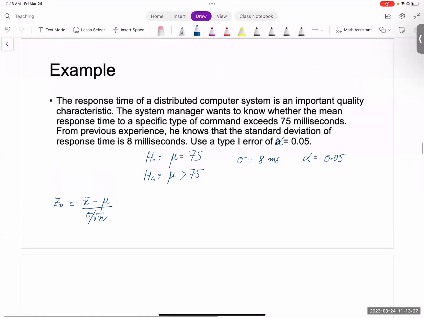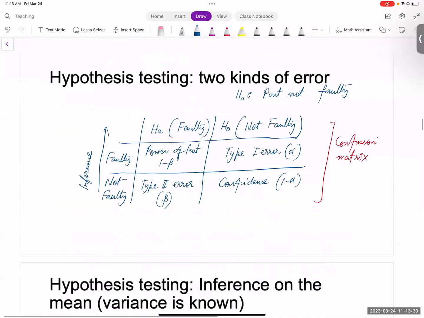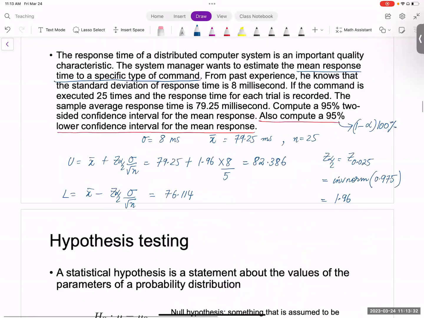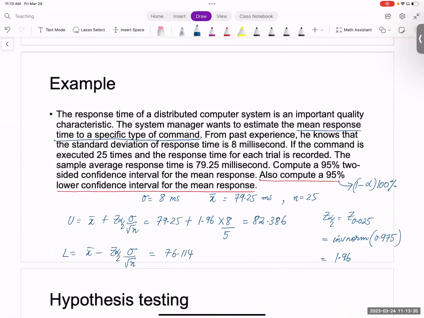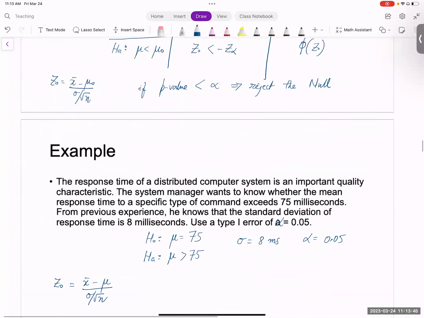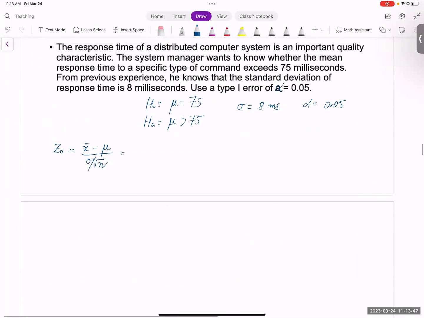X bar is actually available from the last time when we did this problem. So I'm going to scroll there, and this was the problem. And then X bar is given to us as 79.25 milliseconds, and n is 25. Right, so returning back, let's plug these numbers in. You get 79.25 minus 75, divided by 8 divided by square root of 25, which gives you 2.66.